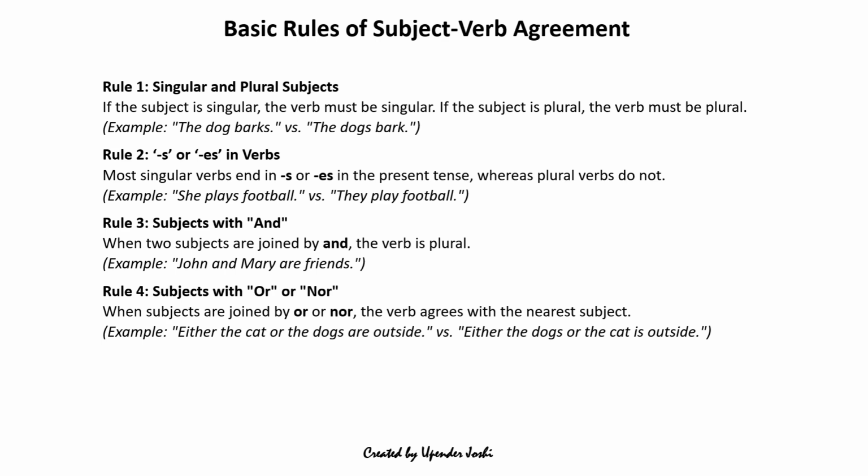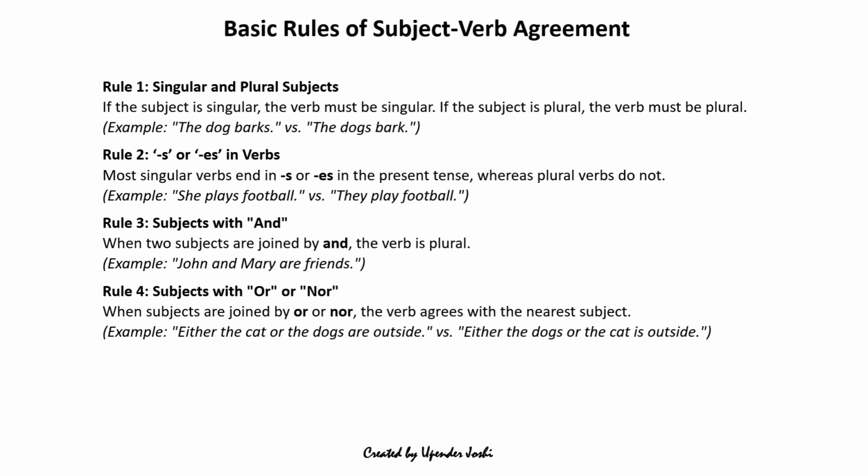Rule 2. S or es in verbs. Most singular verbs end in s or es in the present tense, whereas plural verbs do not. Example, she plays football versus they play football. Rule 3. Subjects with and. When two subjects are joined by and, the verb is plural. Example, John and Mary are friends.